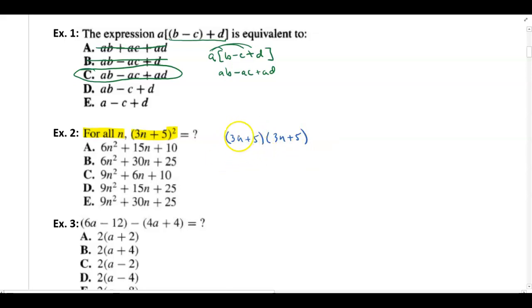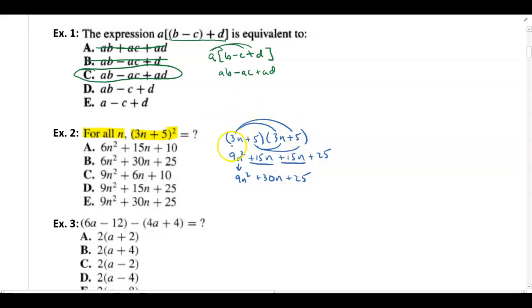Now, this is kind of like one of those FOIL problems. We're going to do 3n times 3n, which gives me 9n squared. 3n times 5 gives me plus 15n. This is going to give me plus 15n. And this would give me plus 25. So now when I combine like terms, I have 9n squared. 15n plus 15n, those can be combined to give me 30n, and then plus 25.